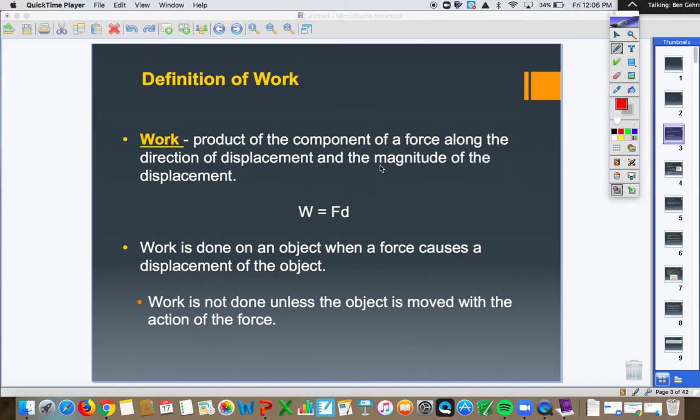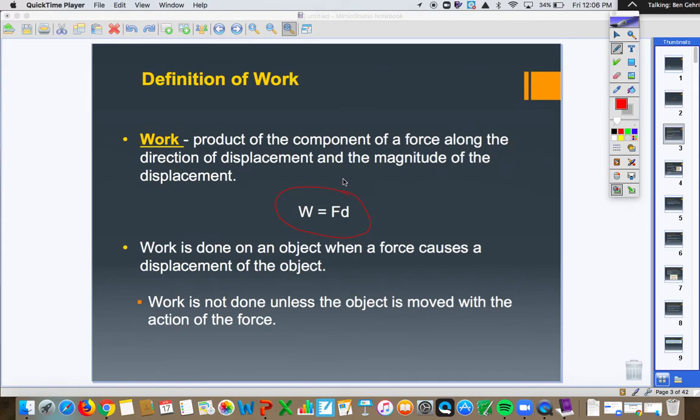the magnitude of the displacement. Simplified, work is equal to a force multiplied by the distance the force is exerted over. So work equals force times distance is the equation we're going to use. Work is done on an object when a force causes the displacement of the object. So if I push something and it moves, I've done work.